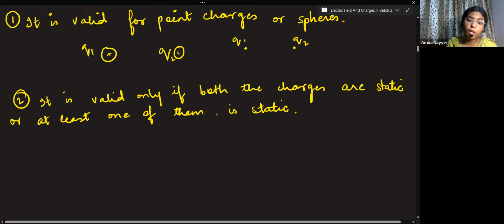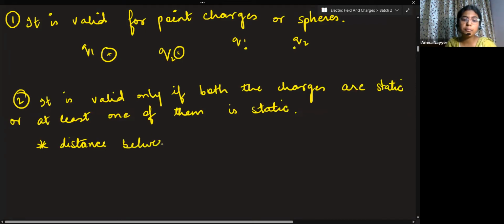Also, when one of them is static, it means the other one is moving. So the distance should not change between the two charges. It should not happen that the charge that is moving is shifting in distance. So the distance between them does not change. This is what is meant by one of them is static.